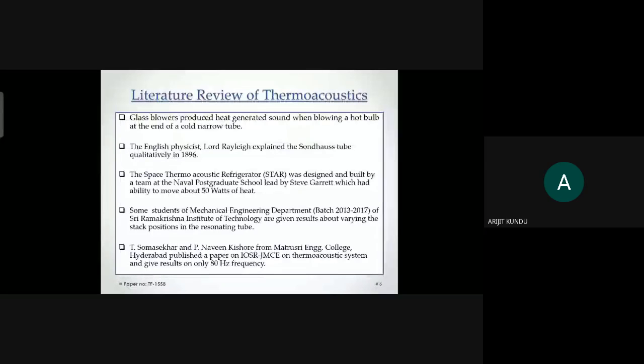T. Somasekar and P. Navin Kishore from Methodist Engineering College, Hyderabad, published a paper in IOSR-JMC on the thermoacoustic system and gave results for a frequency of 80 hertz, and the temperature difference that they achieved.